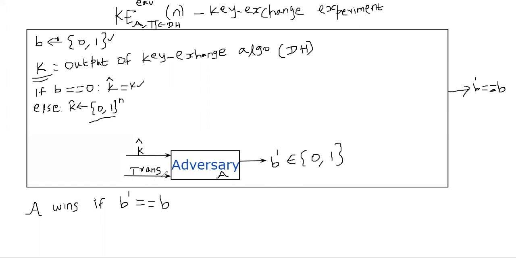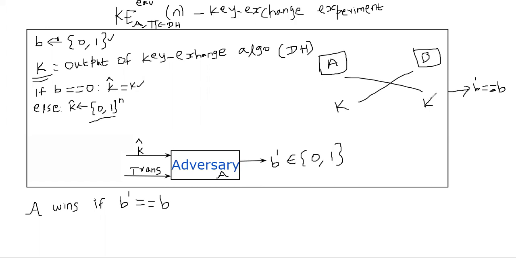What is this trans? Trans means you can imagine the complete transcript of the protocol. Since the adversary is allowed to monitor the traffic, let's say Alice is here, Bob is here. They do Diffie-Hellman key exchange by exchanging public messages over the public channel. They do something like this, and they both end up with K, right? That's something that we learned earlier.